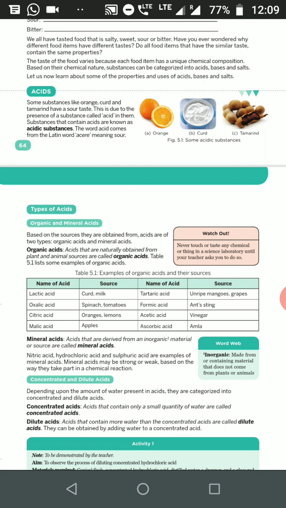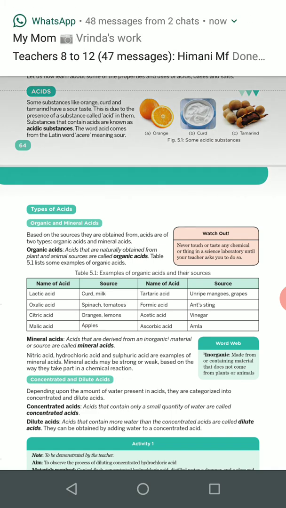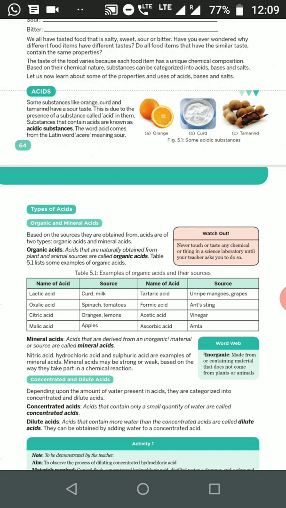Then what are mineral acids? The acids that are derived from inorganic material or source are called mineral acids. Like nitric acid, hydrochloric acid and sulfuric acid are the examples of mineral acids. You have to learn these examples. Inorganic acid means the acids which are made by human beings and which are not obtained from plants and animals. Okay.